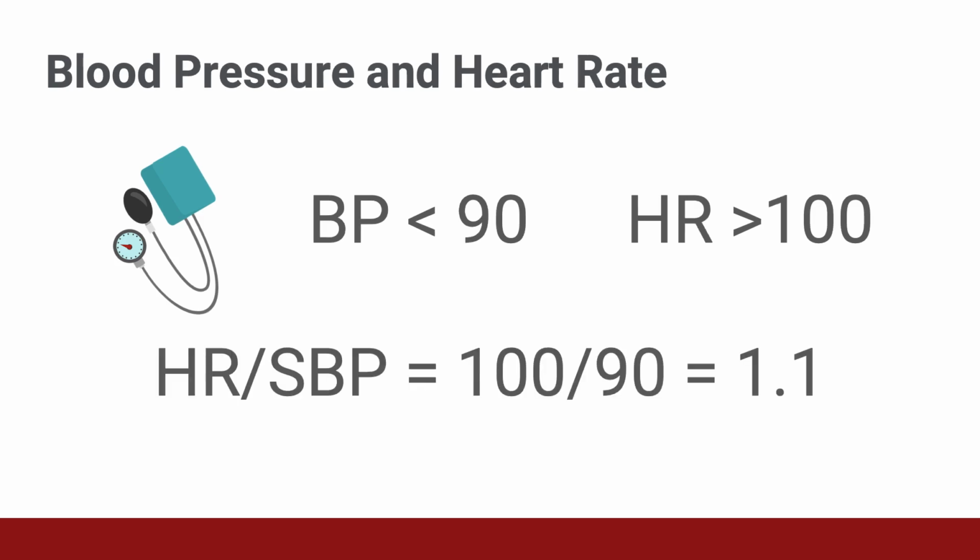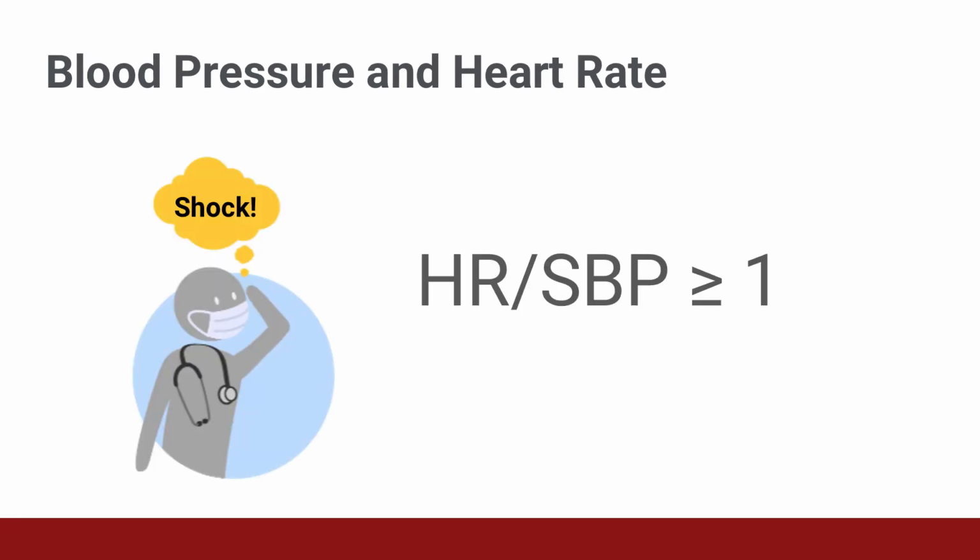The term for using the systolic blood pressure and heart rate together is shock index. Take the heart rate and divide it by the systolic blood pressure. In this case, it is 100 divided by 90, which is equal to 1.1. With shock index, heart rate divided by systolic blood pressure of 1 or more is concerning for a cardiovascular system under stress and early shock. So always take extra time to think about these patients and gather more information.